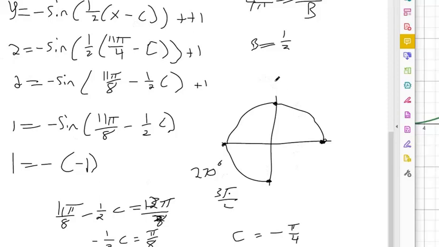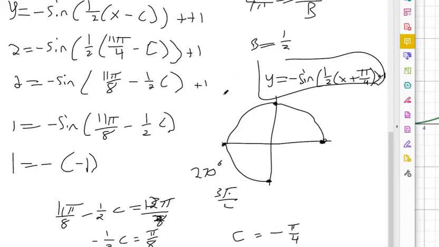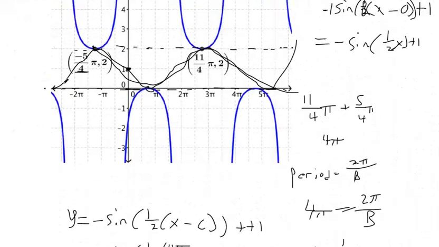Here it is, putting it all together. We said it's negative sine 1/2 x, and then minus a -pi over 4. I'm just going to put plus pi over 4. Plus 1. There it is. Okay, so now we figured out the equation for this wave.